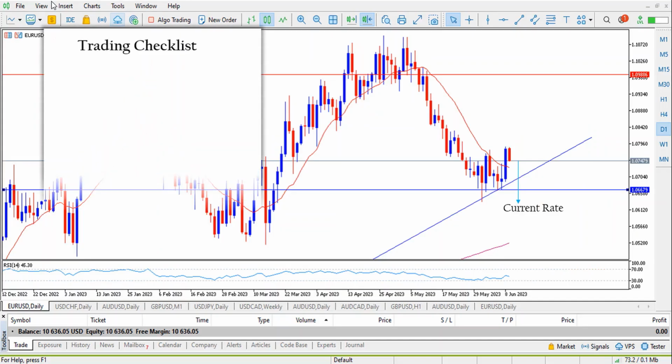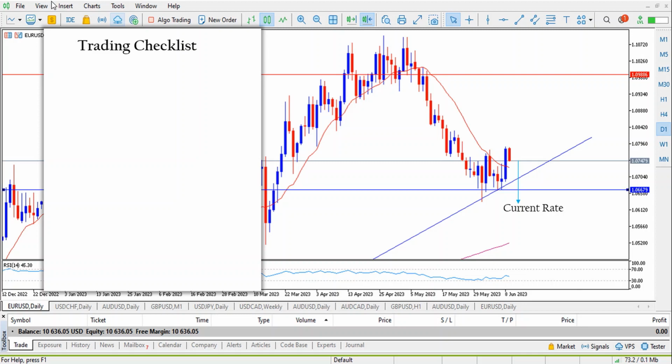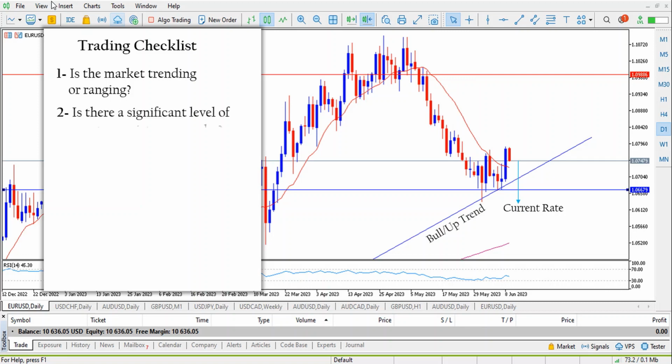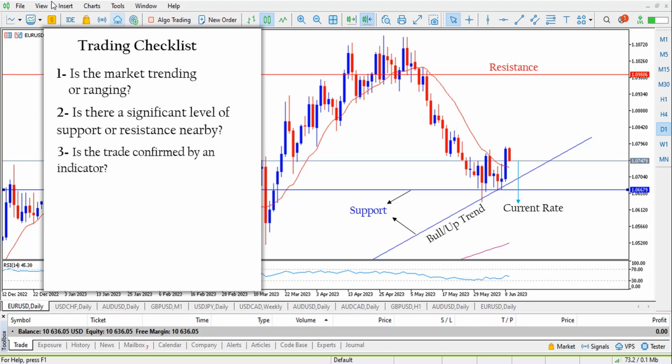Before we place our order, let's briefly review our trading checklist for the last time. 1. Is the market trending or ranging? We see here that the market is in a bull or uptrend. Second, is there a significant level of support or resistance nearby? We already found that there are 2 supports, and also here we already have our resistance. 3. Is the trade confirmed by an indicator? We have already applied the moving average 200, the moving average 14, and also the RSI oscillator as well.